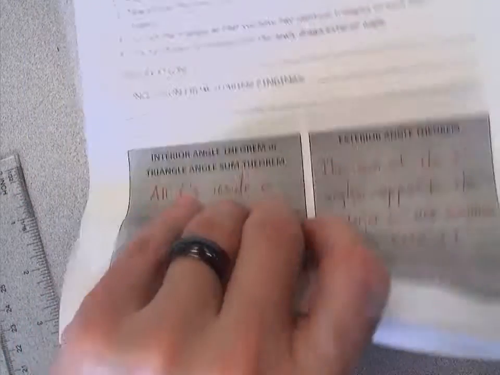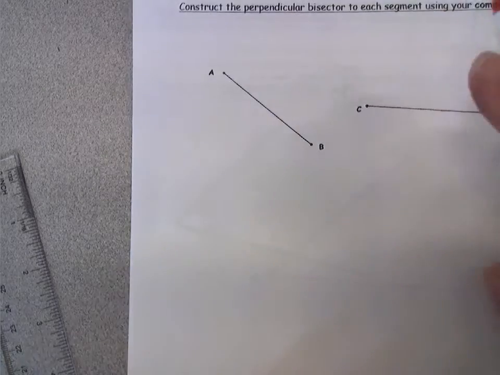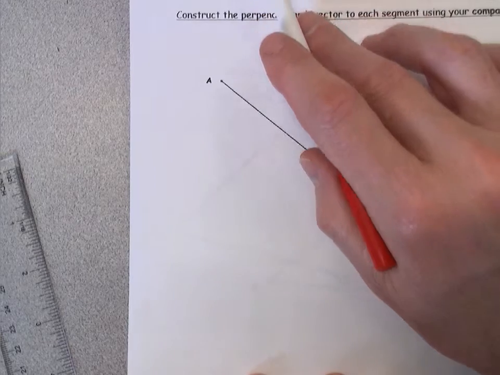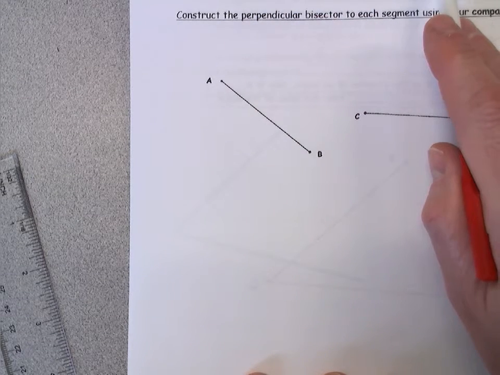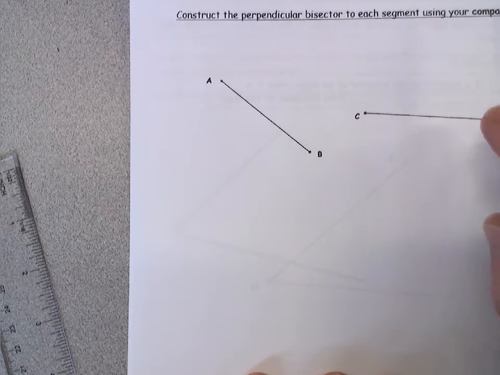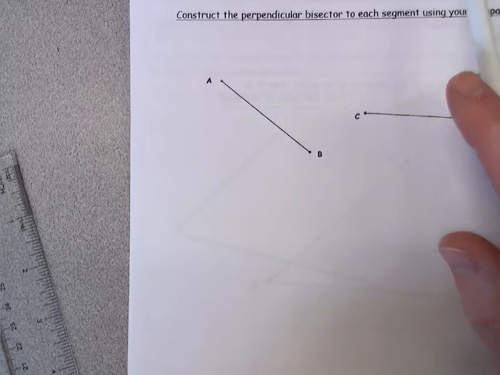Okay? All right, let's move on to exercise 3. We can look at some details. We're going to draw the perpendicular bisectors using a compass and a ruler. Okay? So hopefully this will be another piece of information that will be fairly simple.